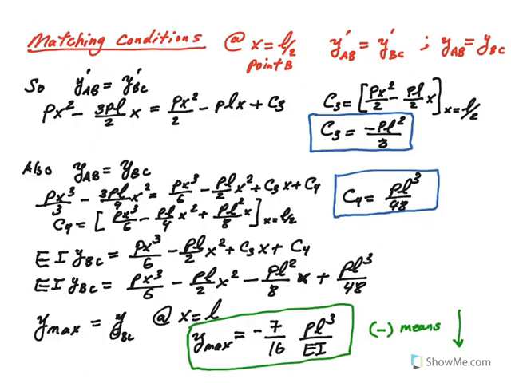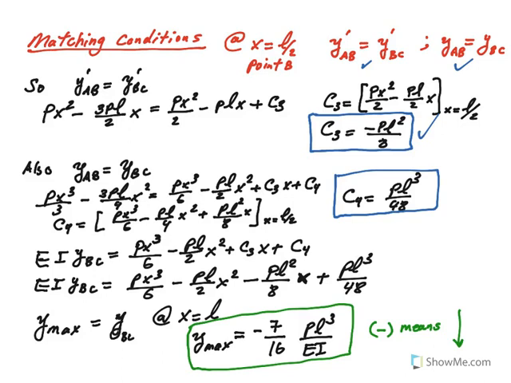Okay, matching condition. As I said, at x equal L over 2, point B, we match the slopes and we match deflection. So go ahead and set them equal to one another. I suggest, guys, you put a piece of paper in front of you and go over this on your own, so that way you see what you're doing. What I did here, I set the slopes equal to one another. I solved for C3. Now, I didn't even plug in x equal L over 2 till the end. When you plug in x equal L over 2, this is going to be your C3.